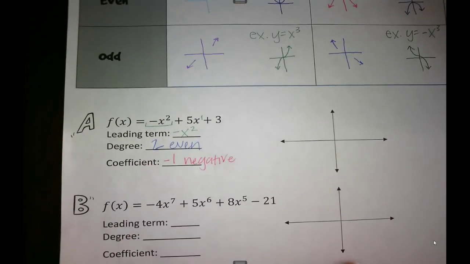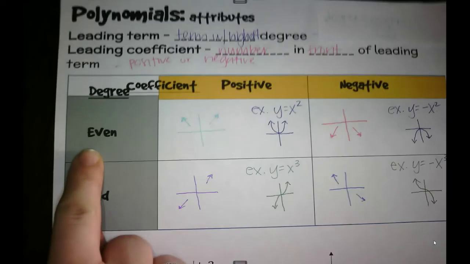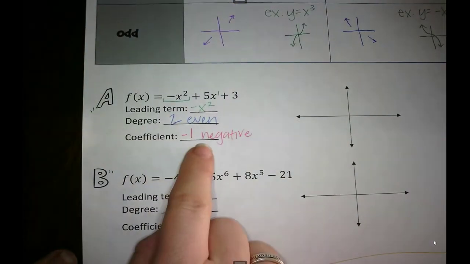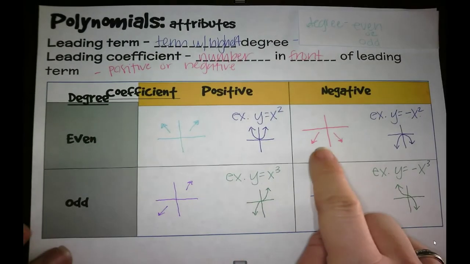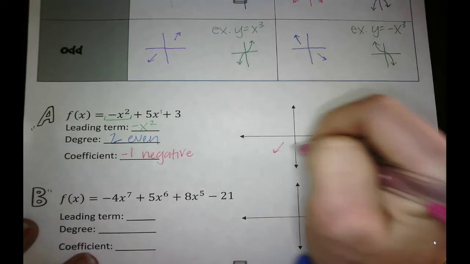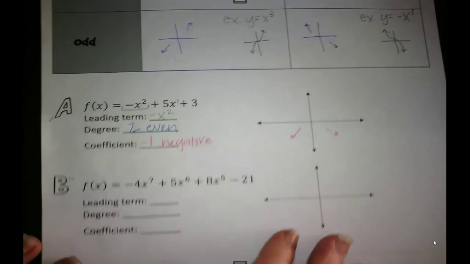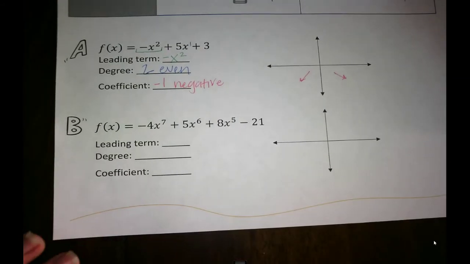So let's look at these examples. What's this end behavior going to look like? We got even, so we're up here, and we got negative. So even negative, our end behavior is going to look like this. Okay, let's look at this other example.